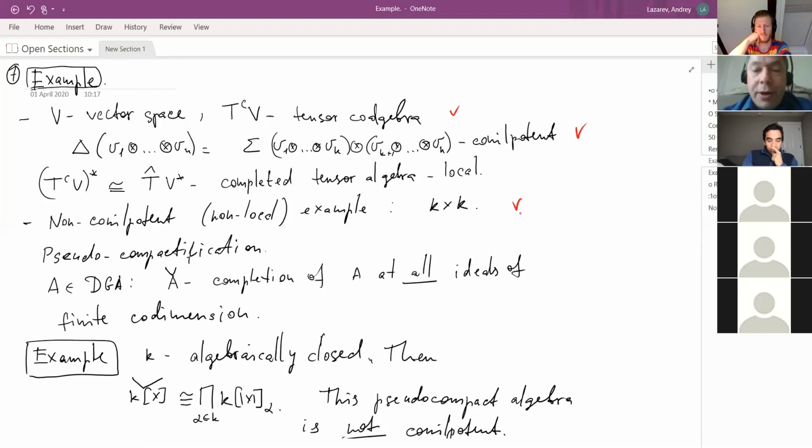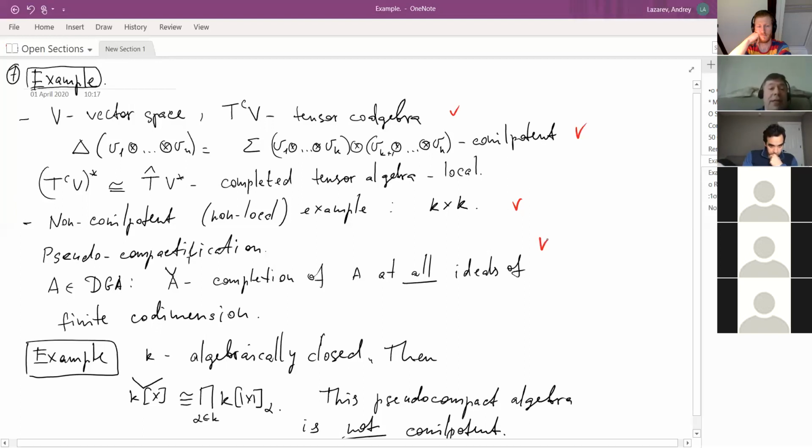I'm now at the notion of a pseudo-compactification. Given a DGA, so A is a DGA, we can pseudo-compactify it, and the result will be denoted A check. This is the completion of A at all two-sided differential graded ideals of finite codimension. That's a huge thing. And here's an example of how it works.